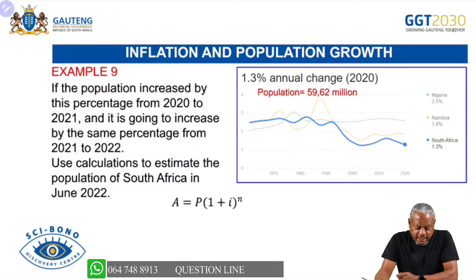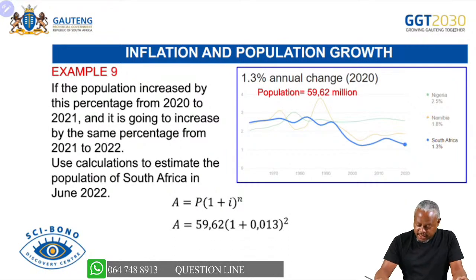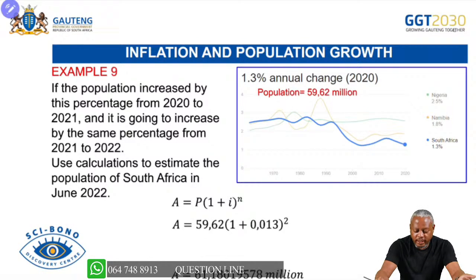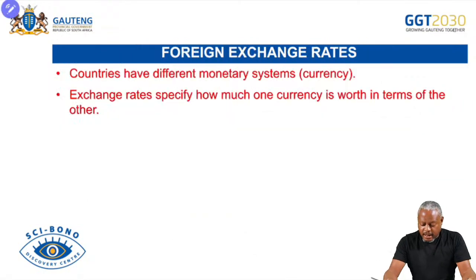If the population increased by this percentage from 2020 to 2021, and it is going to increase by the same percentage from 2021 to 2022, ladies and gentlemen, we proceed with the same thing. These are our solutions. I think this one is also a revision. Then this is how it will go. We just simplify that by calculating.